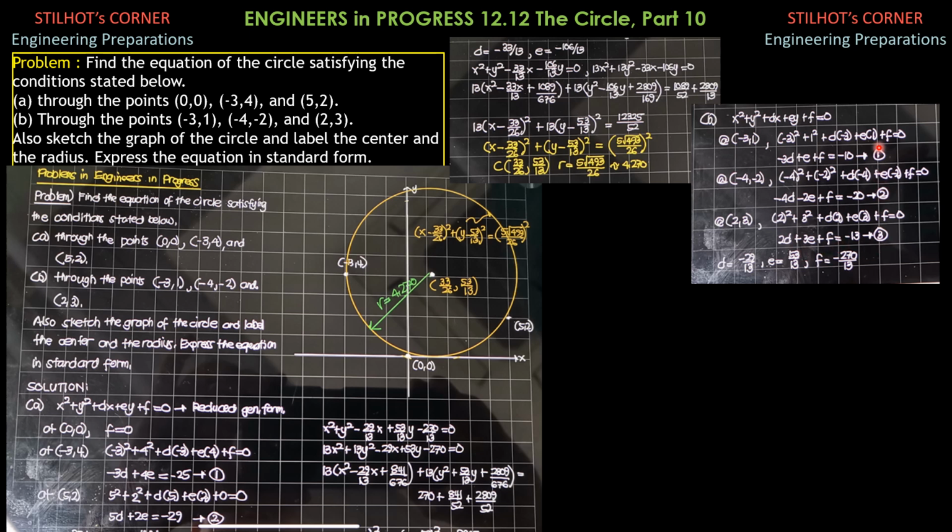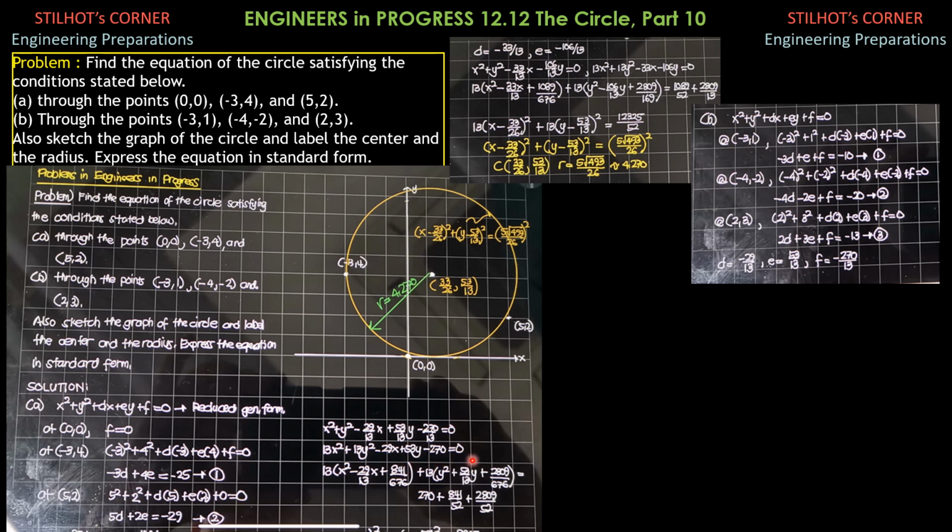Solving these three equations simultaneously, we get d equals negative 29 over 13, e is 53 over 13, and f is negative 270 over 13. We then substitute these values into this reduced general form, which is this. So we then multiply everything by 13. So we have 13x squared plus 13y squared minus 29x plus 53y minus 270 equals 0.